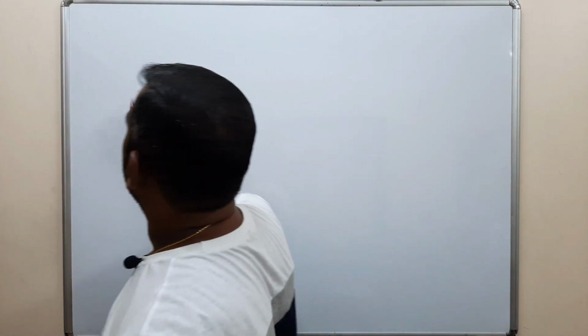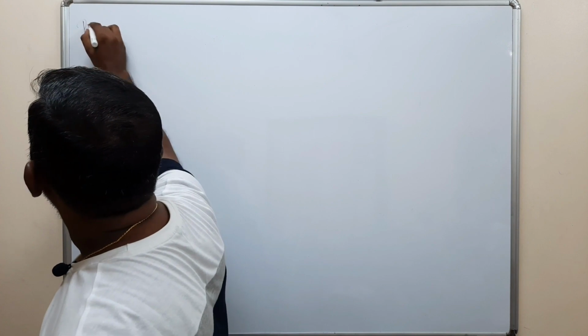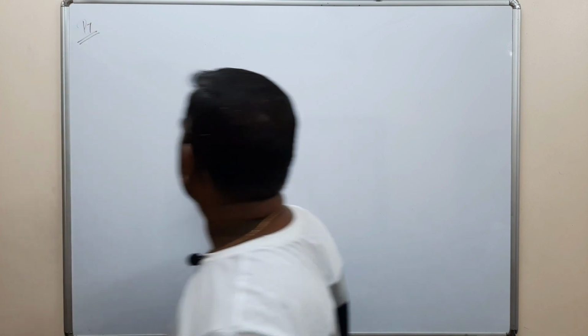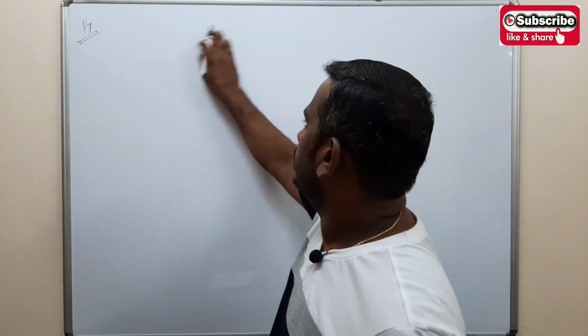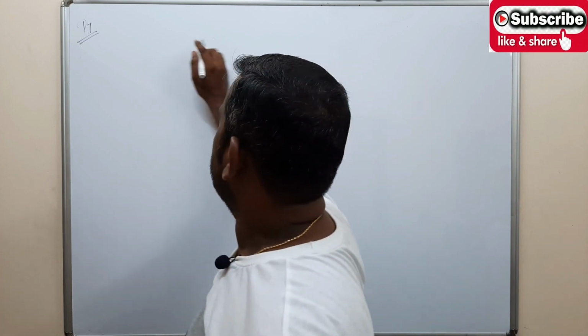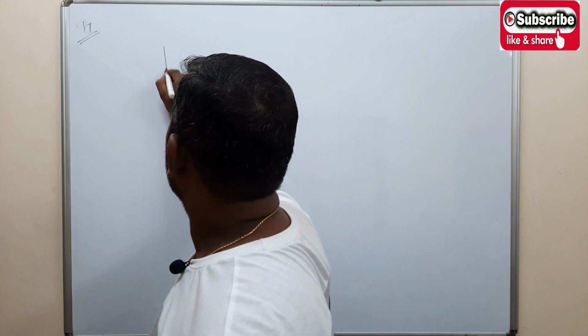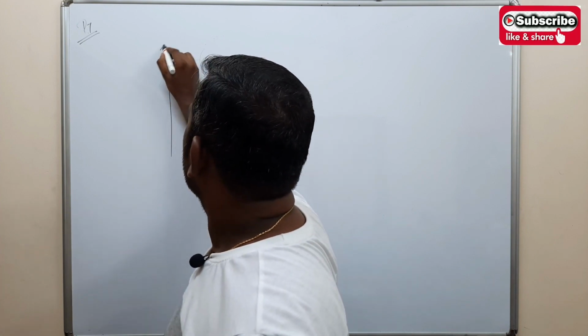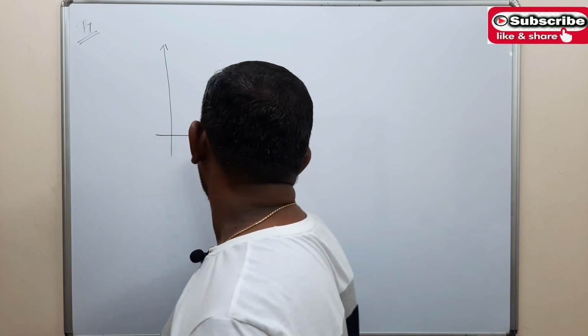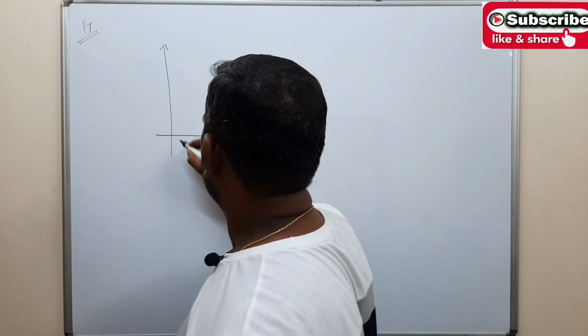So the 7th problem. A speed-time graph of a particle's motion, which is moving in a fixed direction, is given. So, speed-time graph.